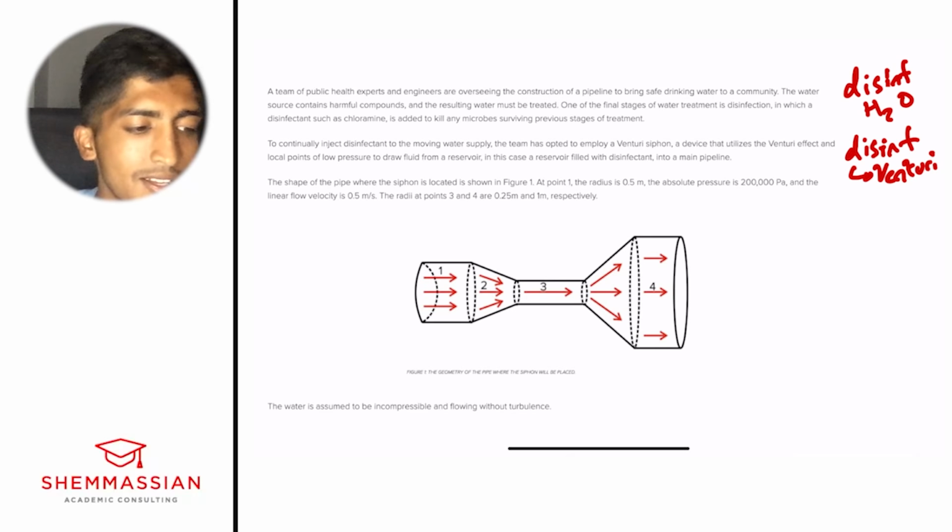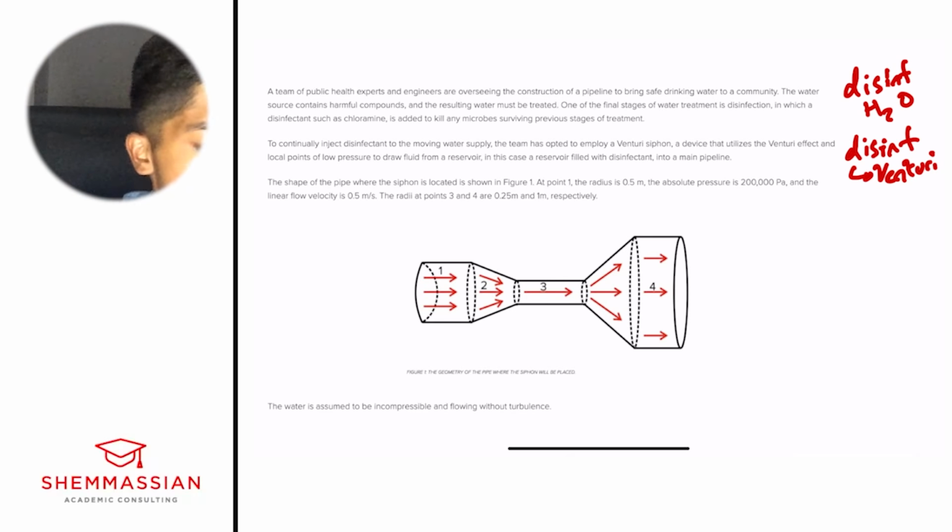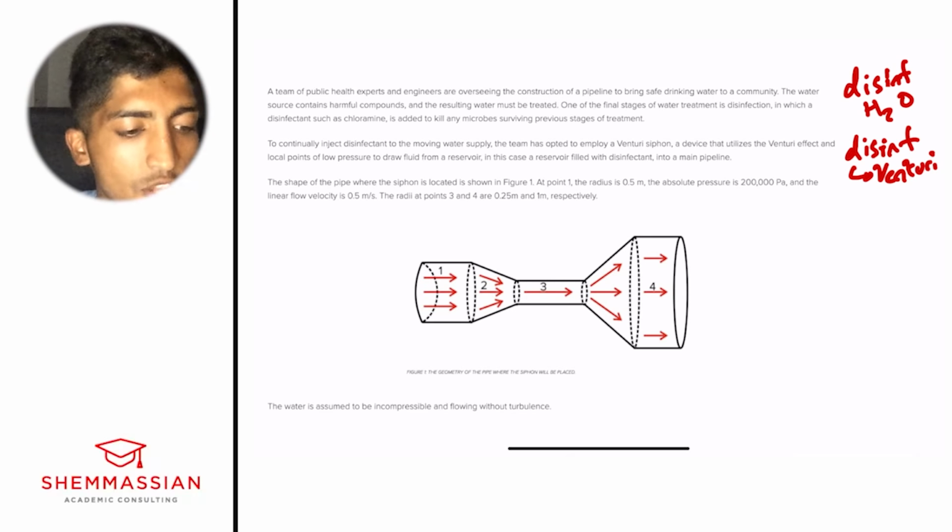Next paragraph. The shape of the pipe where the siphon is located is shown in figure 1. At point 1, the radius is 0.5 meters. The absolute pressure is 200,000 pascals, and the linear flow velocity is 0.5 meters per second. The radii at points 3 and 4 are 0.25 and 1 meter respectively.